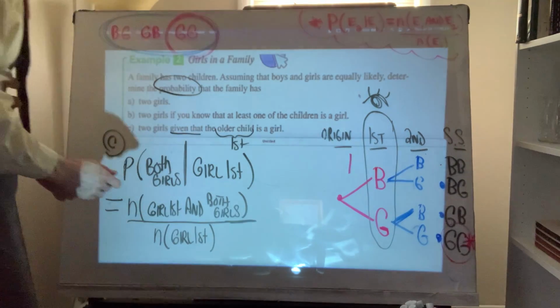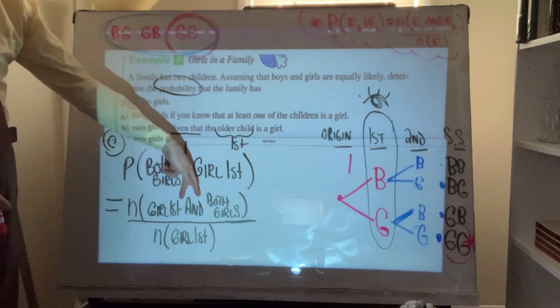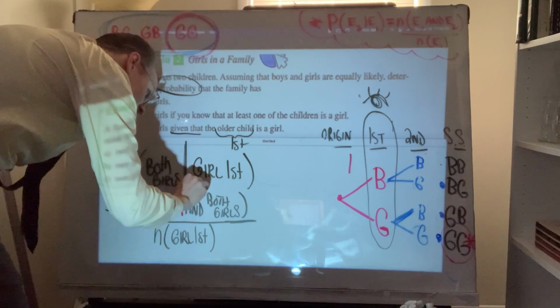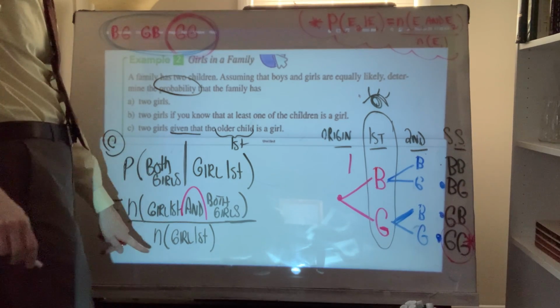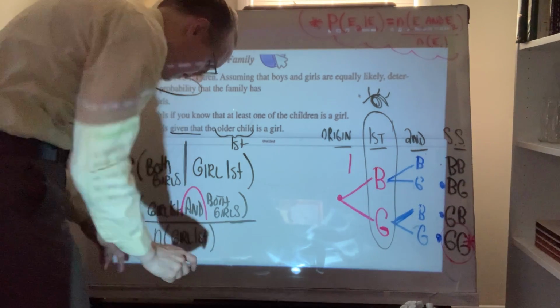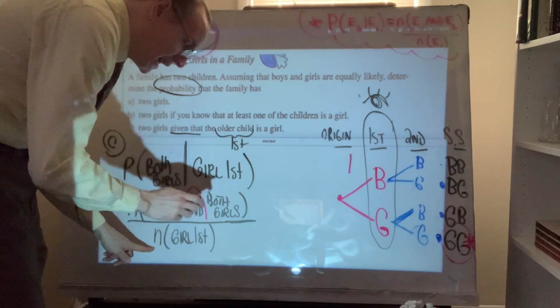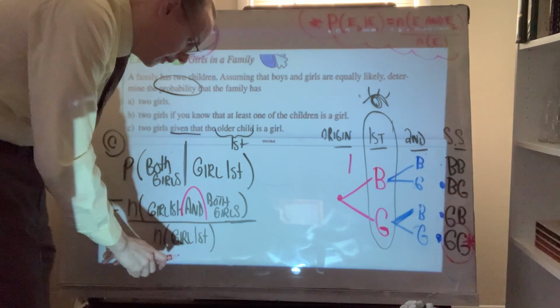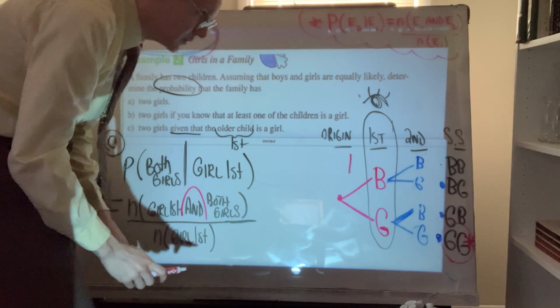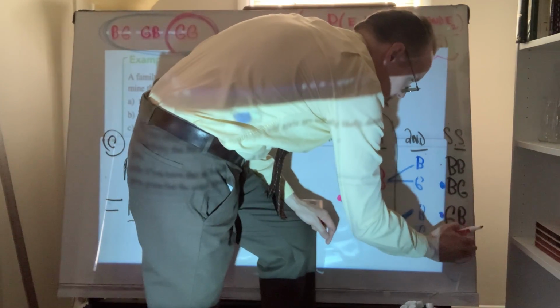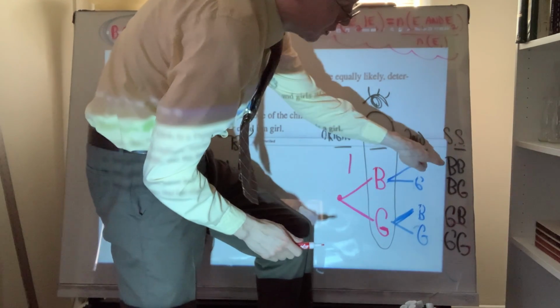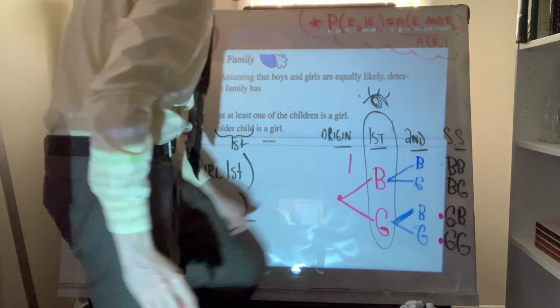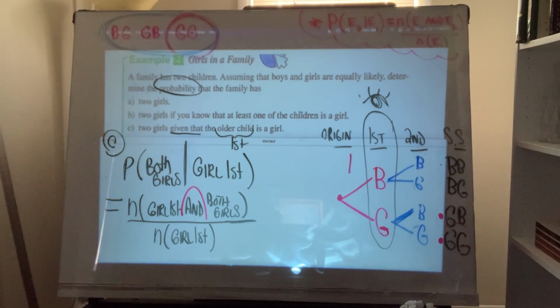Again, I would start with maybe the lower number because it's less involved. It's not an intersection per se, so that takes a little more mental flexibility. Let's do this one. We'll make some progress here. The number of outcomes that are girl first. I'll erase a little bit of my scribble here. That's boy first, boy first. That's girl first, and this is girl first. So that would be two.